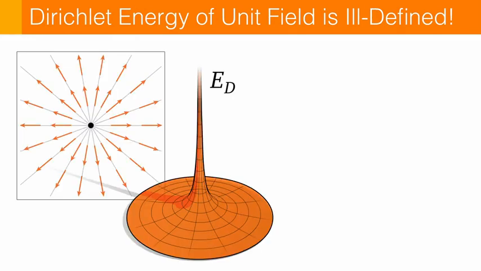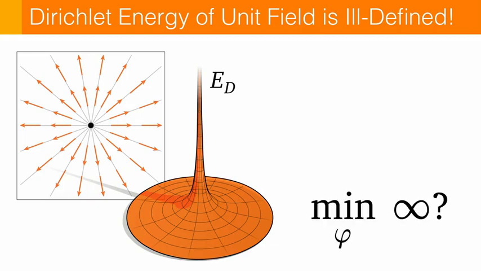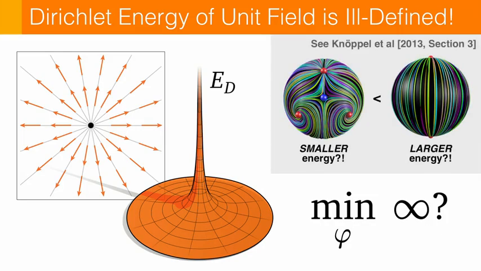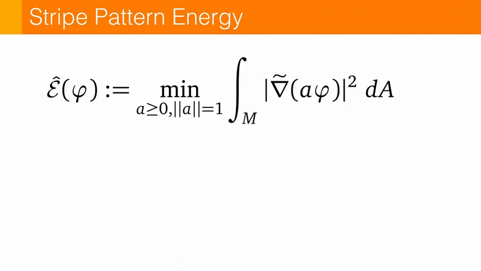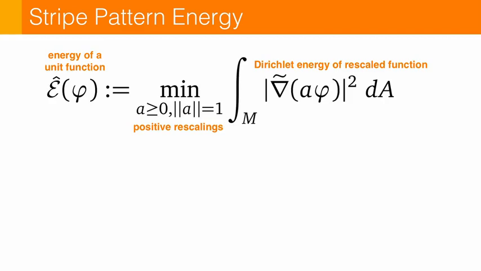Because as soon as we have just one singularity, which we're forced to have in general because of the global topology, the energy becomes infinite. And so talking about minimization is now meaningless. And as we mentioned in a previous paper, this can cause some really nasty and counterintuitive behavior in practice. So we're going to take the approach advocated in that paper and define the energy of a unit function as the minimum Dirichlet energy among all possible rescalings.